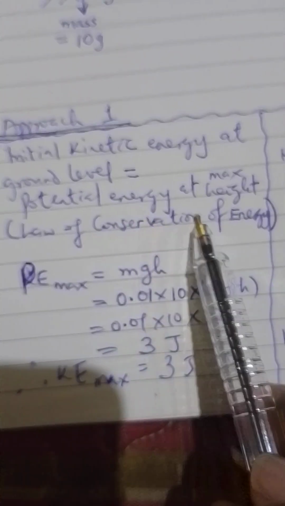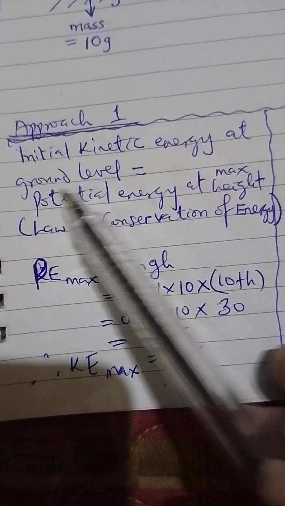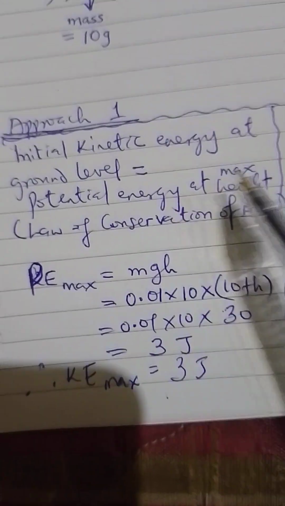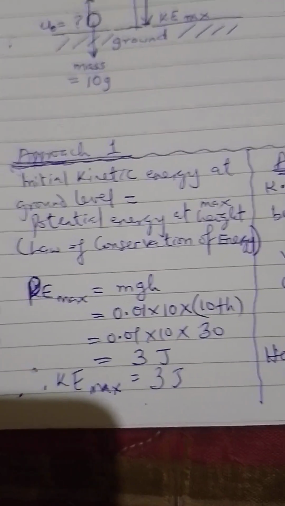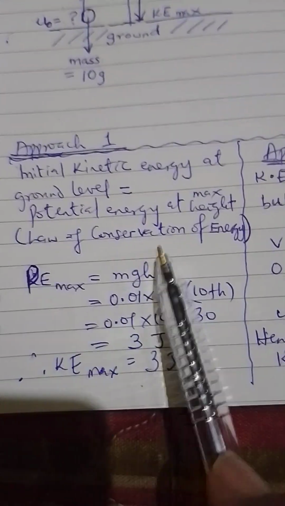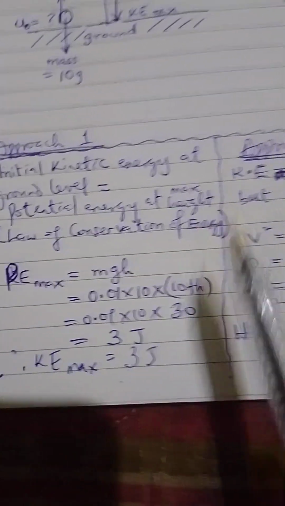Why? Because of the law of conservation of energy, which says initial kinetic energy at ground level is equal to potential energy at maximum height. This expression is based on the law of conservation of energy.